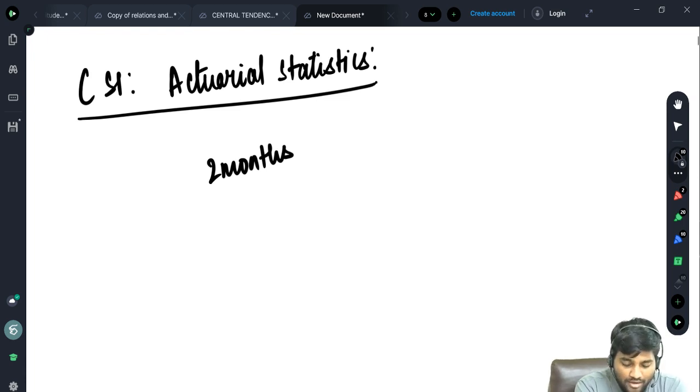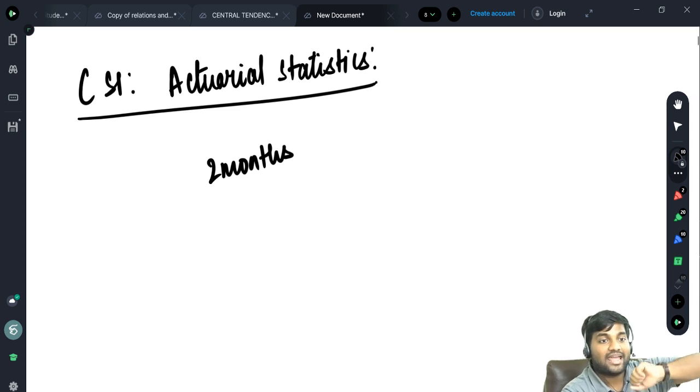Now, in CS1, I'll tell you some of the major reasons for failure. One major reason is that the paper is very easy, and after maybe 1 month, students realize it is very easy, so they stop doing it. They think that if they study 2 hours every day, it is sufficient. But it is a paper in which you don't have a time constraint. Time aap logo ko kam nahi lagega. You don't have a time constraint.